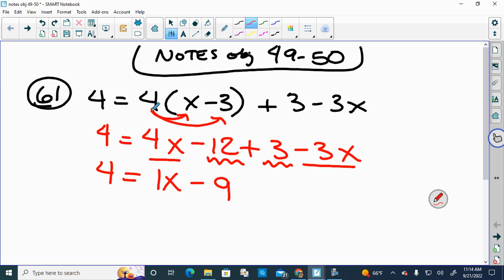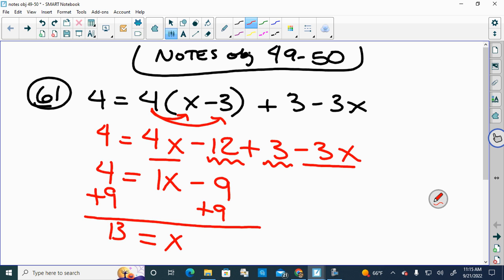Okay, now I need to get the x by itself. This is just like we were doing on our last test. I need to do the opposite over to the other side. So this was a minus 9, so I'm going to add 9. And what I do to one side, I do to the other. Okay, and really this x is already by itself. I don't need to divide by 1 because it's going to be that same answer. So all I need to do is combine my 9 and 4, which would be 13. Okay, so that's our answer.